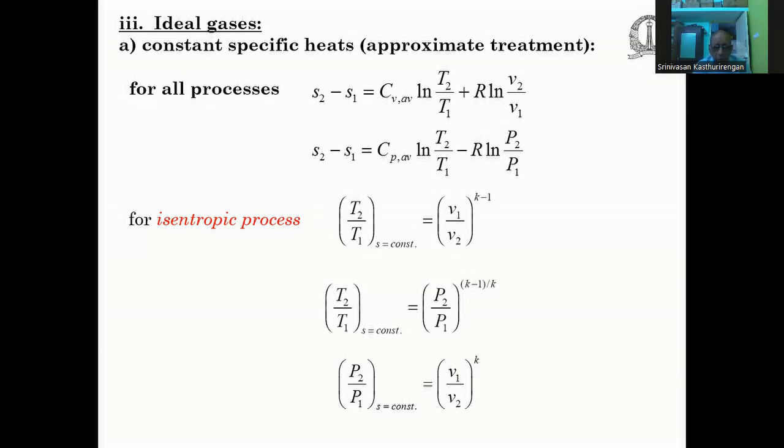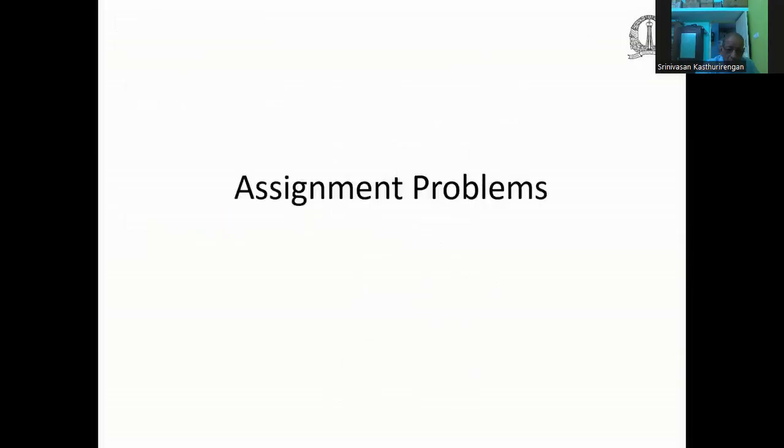For an isentropic process, there are some relations which are given as T2 by T1 is equal to V1 by V2 to the power K minus 1. K is nothing but your gamma. And T2 by T1 is equal to P2 by P1 to the power gamma minus 1 by gamma. Gamma is the ratio of specific heats, here it is given as K. P2 by P1 is equal to V1 by V2 to the power K. So these are some other relations which we have.